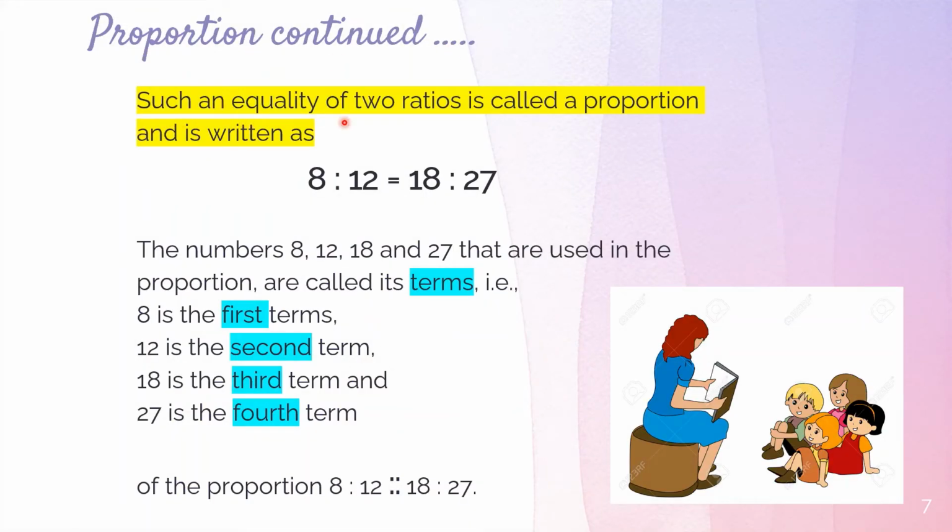So now we know that such an equality of two ratios is called a proportion. The numbers here, 8, 12, 18 and 27, that are used in the proportion are called its terms. Okay, so 8 is the first term, 12 is the second term, 18 is the third term, and 27 is the fourth term of the proportion 8 is to 12, which is in proportion to 18 is to 27.